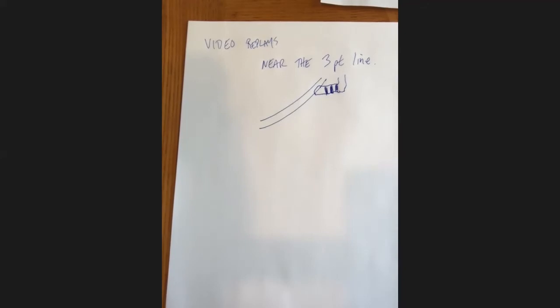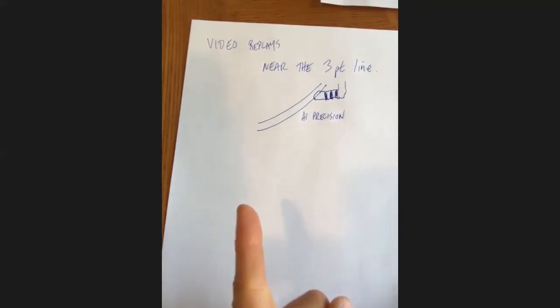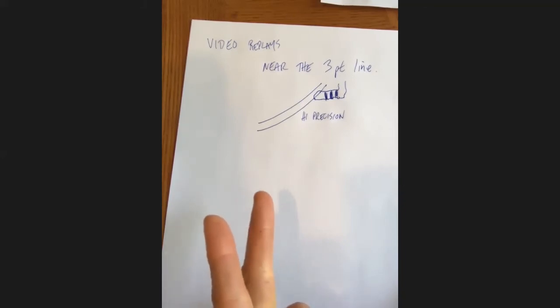When people do video replays, what are they looking for? They're looking to see if they're on the line or if they're behind the line. And what do they want in this case? Are they looking for high precision and high accuracy? Yeah, I think they want both. They want the answer to be right, and they want to be able to repeat getting it right every time, right?